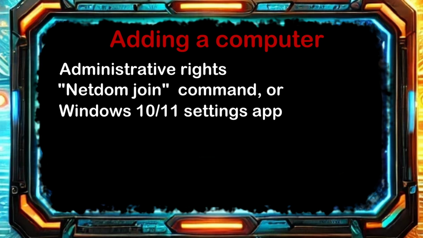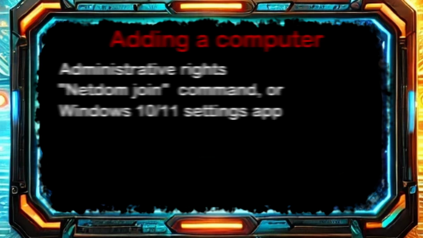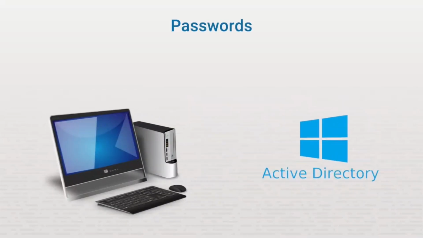You can use the netdom join command to join a computer to the domain. Or if you have a Windows 10 or 11 Pro, Enterprise, or Education edition, you can also go to the Settings app to join it to the domain. When a computer joins a domain, a password for the computer is automatically generated and is used to authenticate the computer to the domain. This password is saved on both the local computer and in Active Directory.